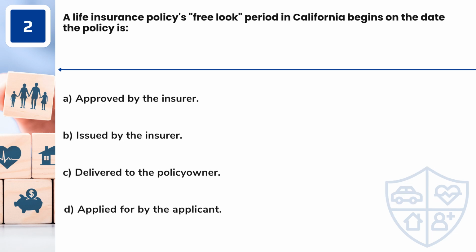Question 2. A life insurance policy's free look period in California begins on the date the policy is A. Approved by the insurer. B. Issued by the insurer. C. Delivered to the policy owner. D. Applied for by the applicant.